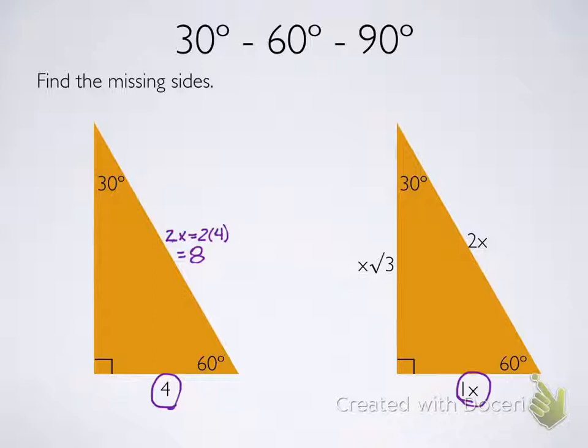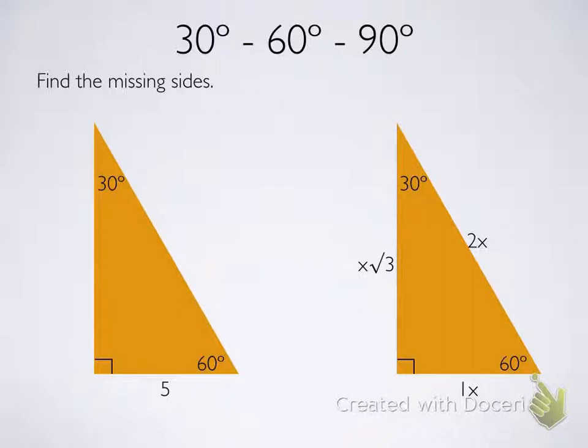Alright, so I'm back. So x is 4, so I plugged in 2, because this side is 2x. I plug in the 4 here, so I end up with 2 times 4 is 8. And the other side is x times the square root of 3, just like it is here. So I plug in the 4 times the square root of 3. It's that simple.